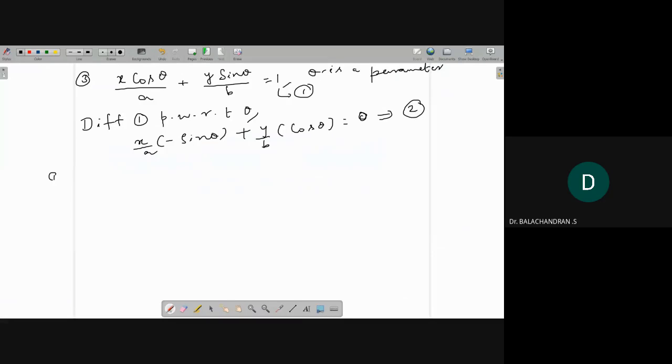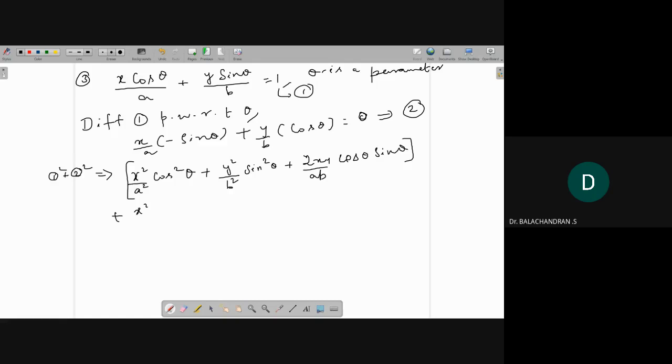So 1 square plus 2 square implies, we have this a plus b whole square formula. So x square by a square cos square theta plus y square by b square sin square theta plus 2xy divided by ab cos theta into sin theta.